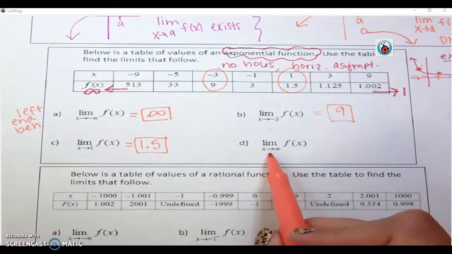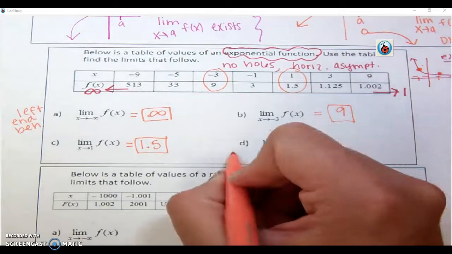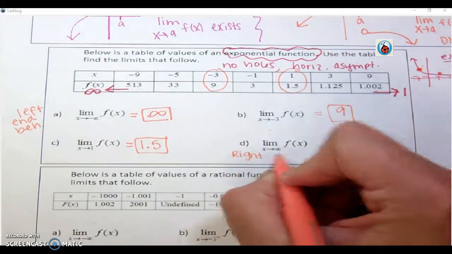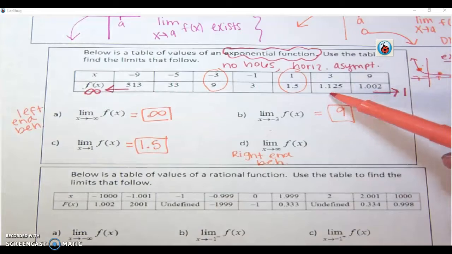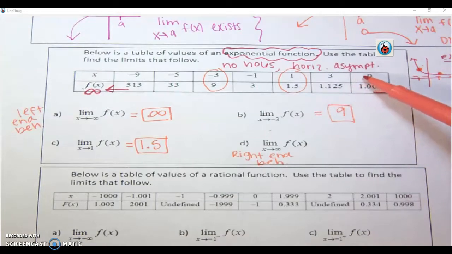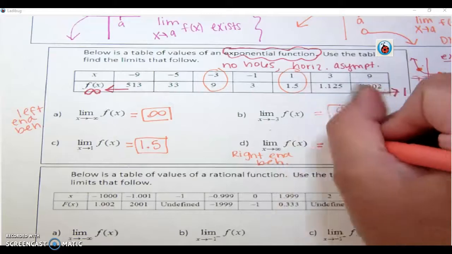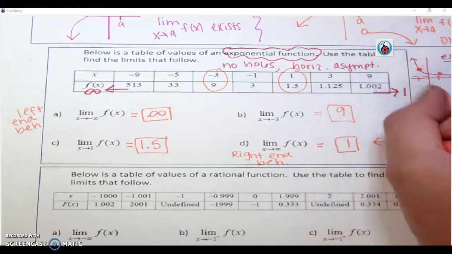And then the last one says the limit as x approaches infinity, so this would be our right end behavior. We said that as the x values keep getting bigger and bigger, on the right side of the graph it's approaching 1, which we said was a horizontal asymptote.